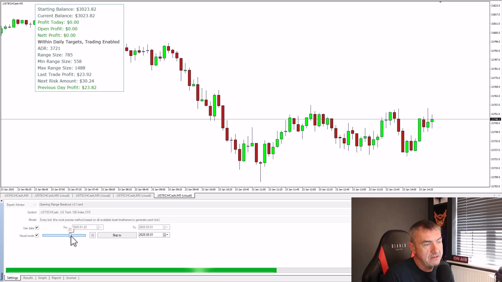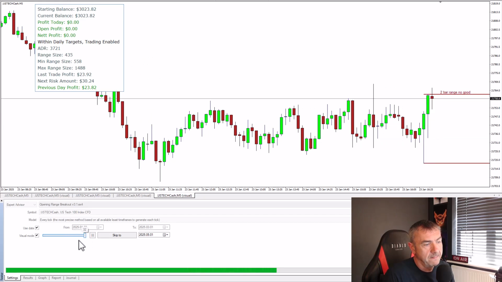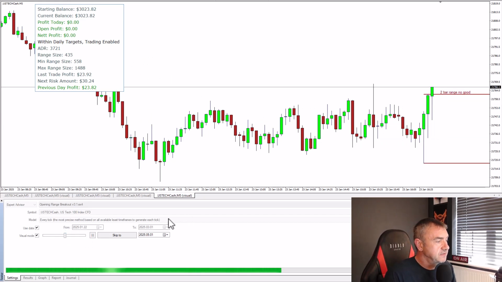So we're getting to the time now. So there's our open. You can see here we've got a 2-bar range, which is no good. So there's your first 5-minute candlestick at the open. That range was too small to trade.